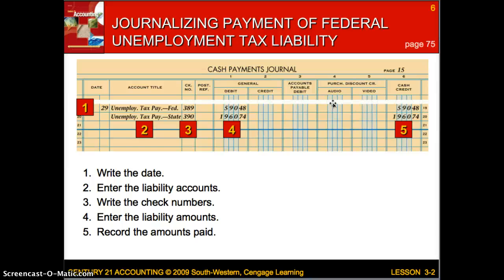Journalizing payment of federal unemployment tax liability, the same thing. We need to do federal and state. We'll debit in our general cash payments journal and credit our cash.